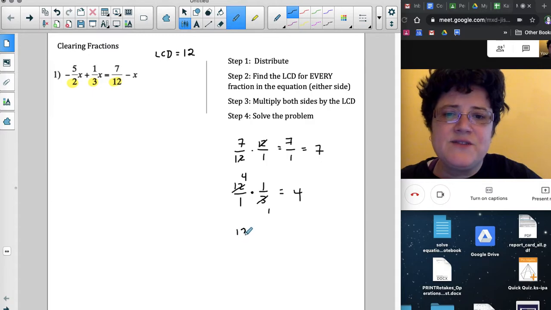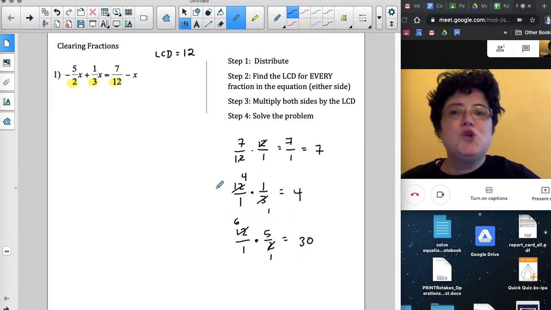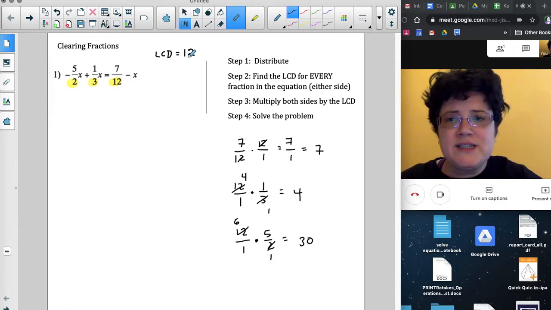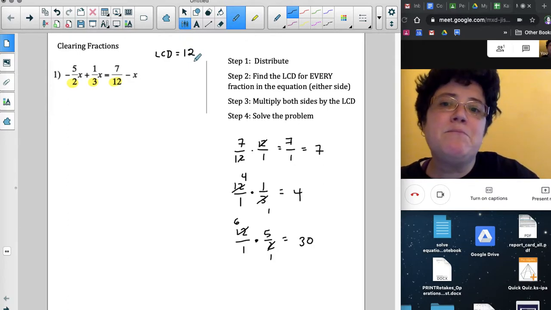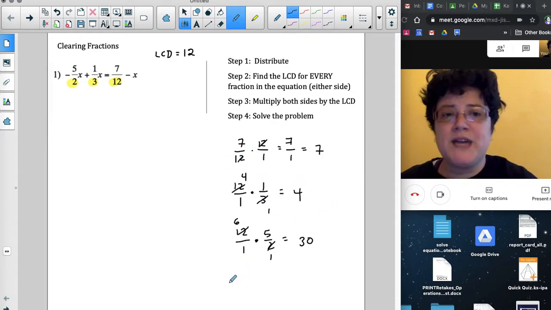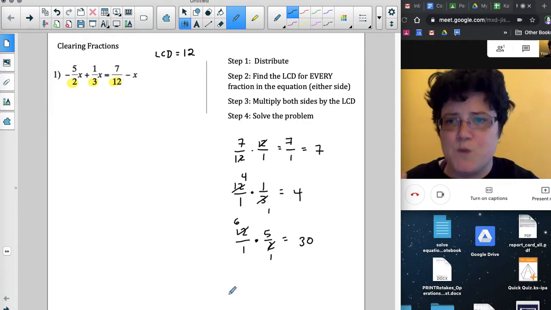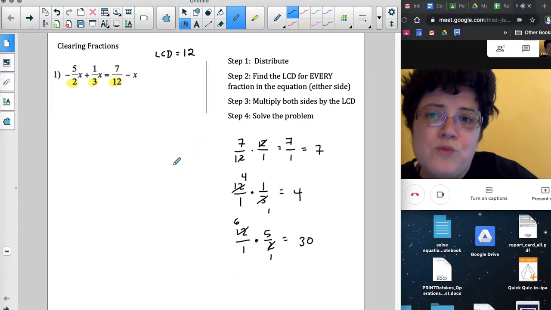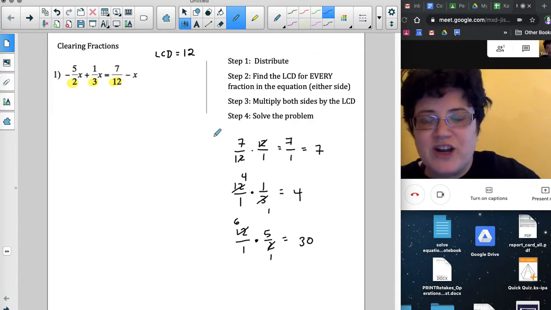Looking at that last fraction, 12 times 5/2, the 2 will cancel with the 12 because we knew 2 would go into 12 as well. And 6 times 5 is 30. So the reason that we've chosen the least common denominator is because it is a multiple that when I multiply it by all the fractions, any of the denominators in the problem will cancel out. We'll simplify down to 1.